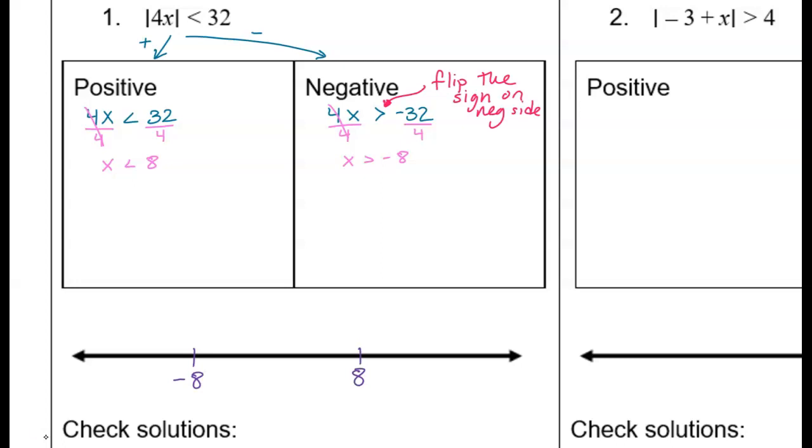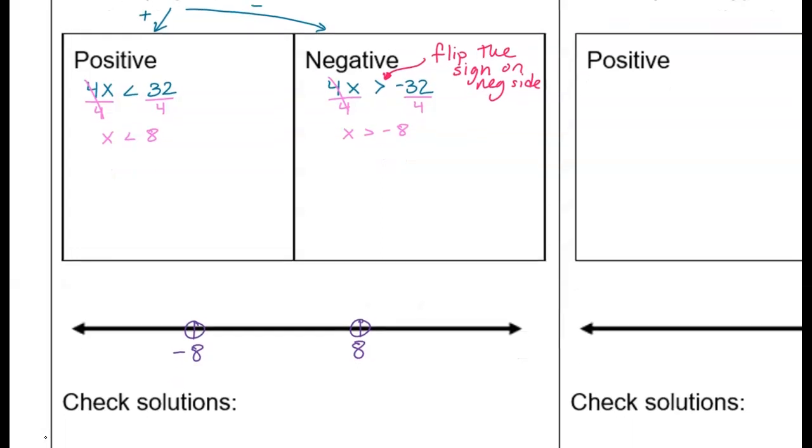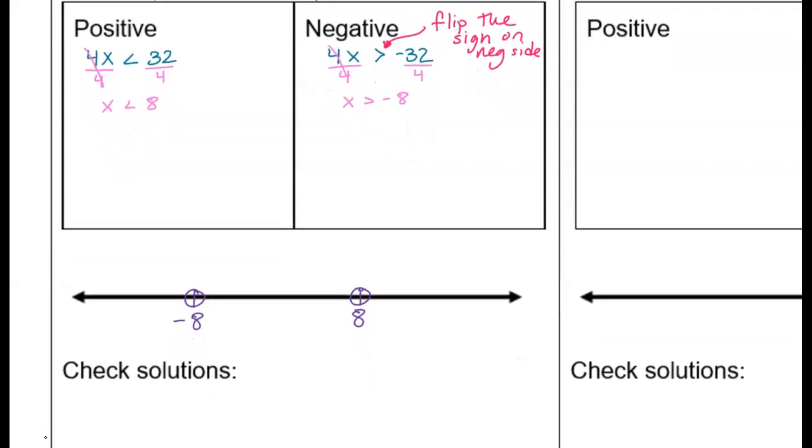Now each one of these symbols is either a less than or greater than symbol. It is not an equal to. So on these values, I'm going to put an open dot. If it had been less than or equal to or greater than or equal to, I would have put a closed dot. Now before we shade, which we could based on the inequalities we found, x is less than 8, so I would shade to the left of 8, and x is greater than negative 8, I would shade bigger than negative 8.